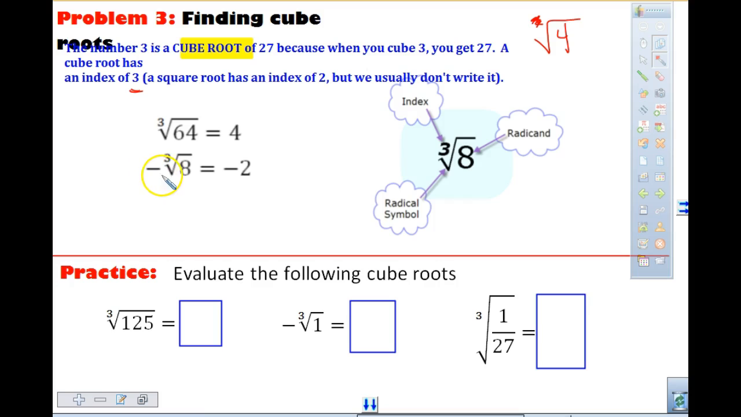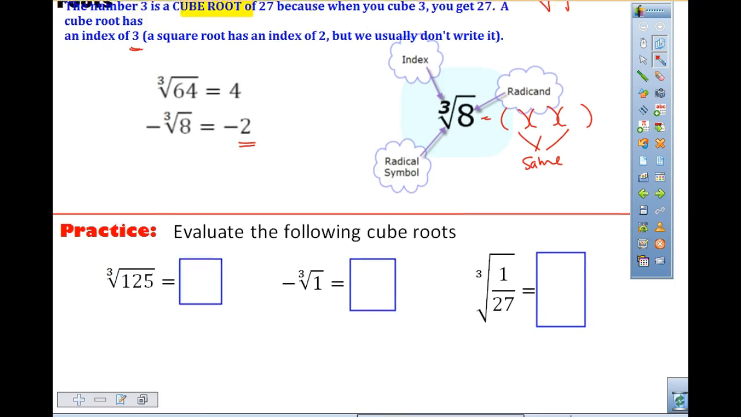And again, if there's a negative out in front, the negative cube root of that number is going to be negative. This is our index. It tells you how many numbers you're multiplying together to get 8, right? So there has to be 3 things that multiply to equal 8. They all have to be the same number. So that's why the cube root of 8 is 2.